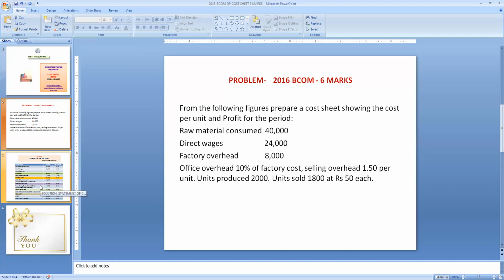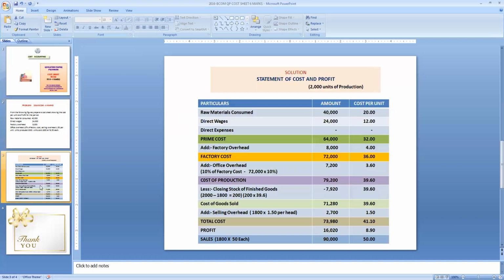Let us go for preparing the cost sheet, both in terms of value and per unit. Here we have to draw a table which contains 3 columns: particulars, amount and cost per unit. So this is the statement of cost and profit.